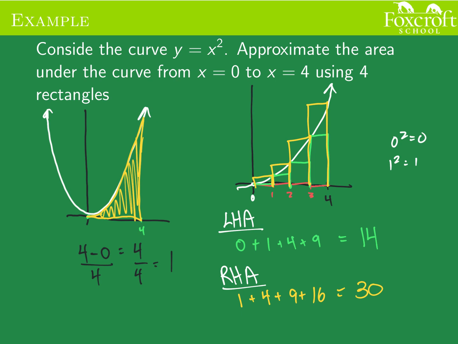All right, so you can see very different numbers, 14 and 30. You can see that the yellow has a bunch of extra areas that I don't actually want, so 30 is bigger than the answer. The green one has a bunch of extra areas that I don't hit, so 14 is smaller than the answer. So chances are the answer is going to be somewhere in the middle of those two numbers. All right, so this is how we use the rectangles to make an approximation.